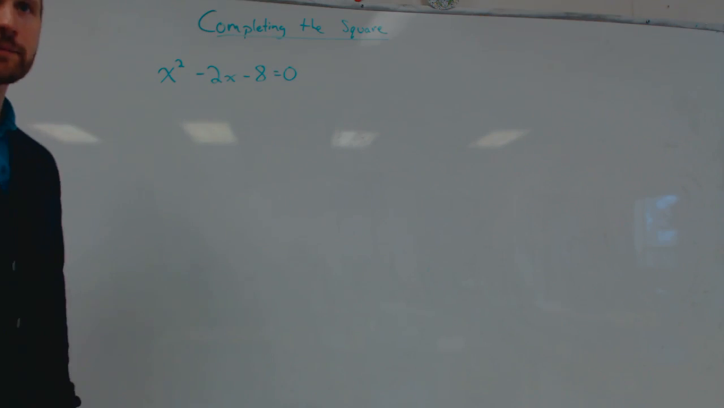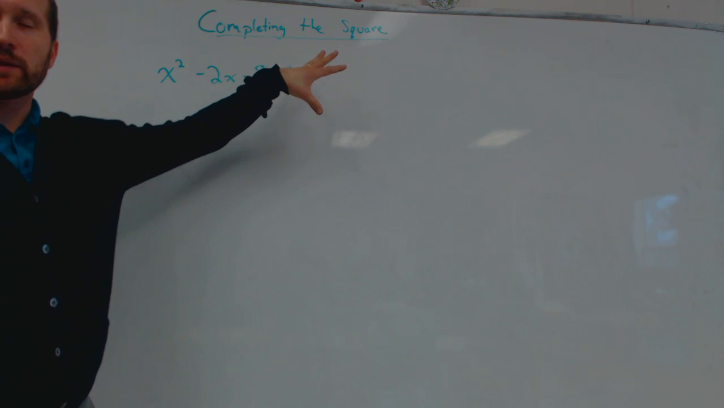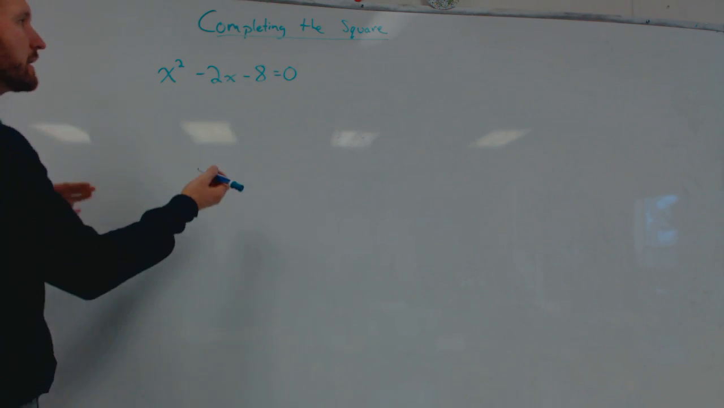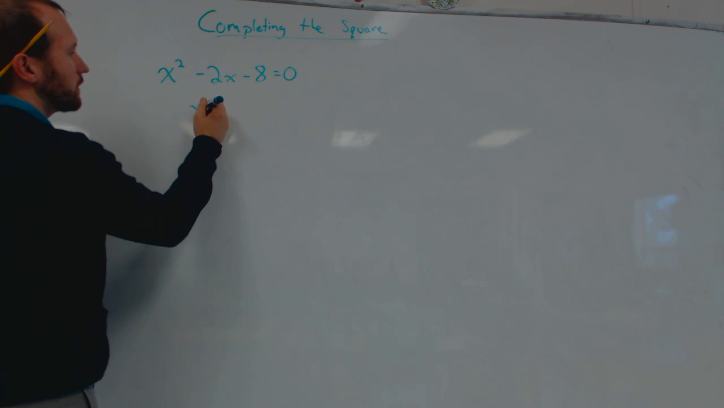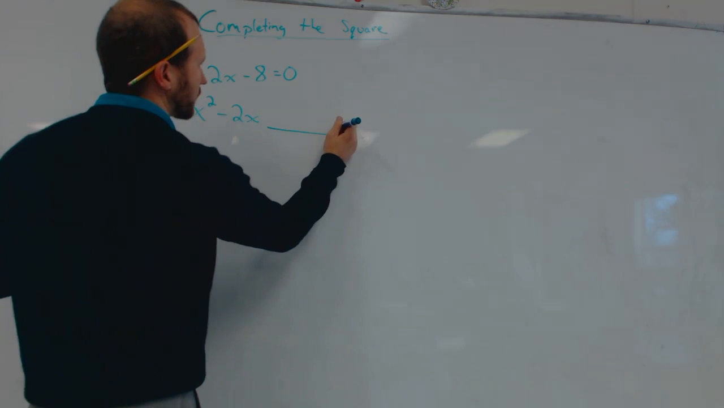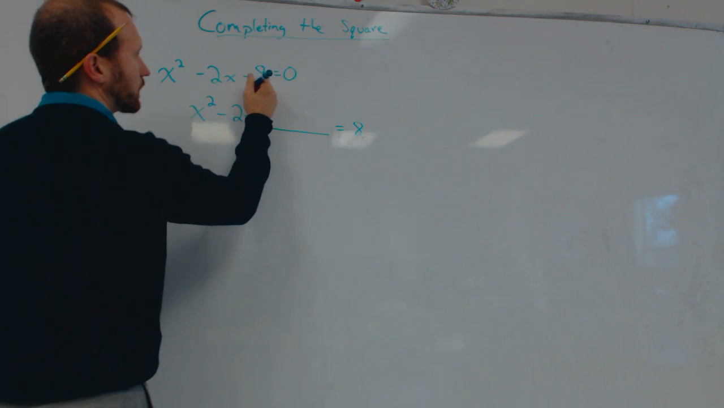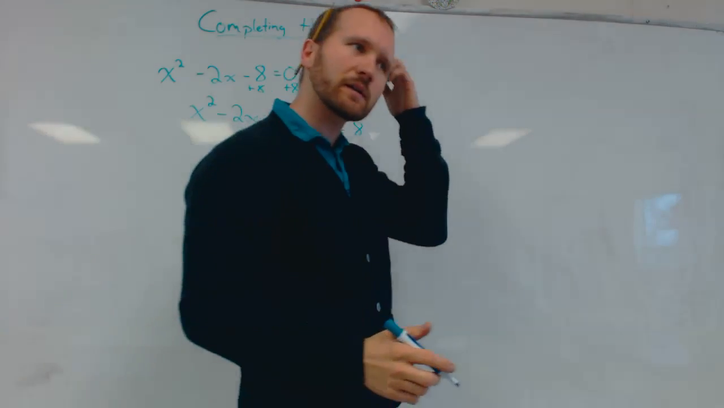And here's how you do it. We start with everything equaling 0, but then the first step is to actually get it so that we have no constant on this side. So I'm going to add 8 to both sides, but I'm going to leave a blank here. This is really similar to what we did with converting standard form to vertex form.